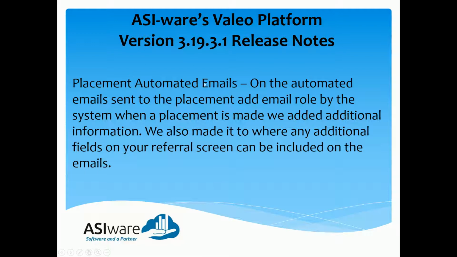Next change is the automated emails. We've added quite a few of the standard fields to those automated emails, but we also set it up so that the additional fields you have set up on your referral screen, we can also add those to the emails. So if you had a field, let's say one of your fields says, was this kid in a placement outside of your agency before? We can include what your staff puts in that field to the emails, or a field that says, was this kid placed with your agency before? That can be added to those emails. So we really added some really good information to those automated emails.